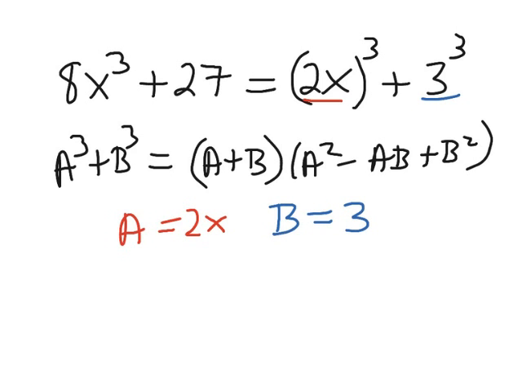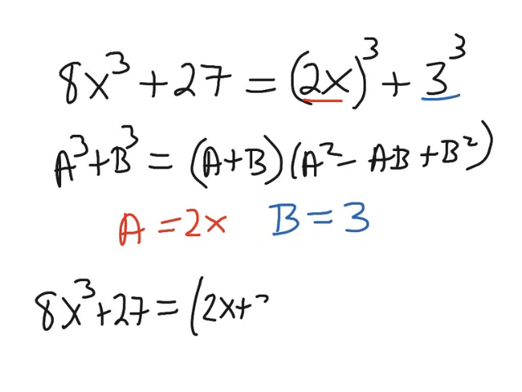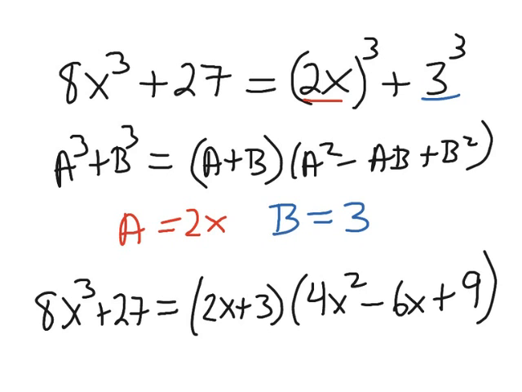Alright, so here's my answer. 8x cubed plus 27 factors as a plus b. a plus b is 2x plus 3 times a squared. For a squared, I need to take 2x, and I need to square it. 2x times 2x is 4x squared. A very common mistake I'll see there is people will write 2x squared. They'll forget that they got to square the 2. Minus a times b, 2x times 3, that's 6x, plus b squared, 3 squared is 9.